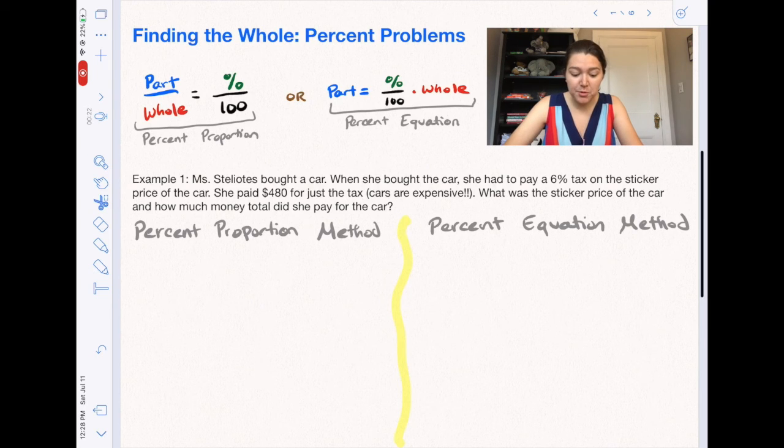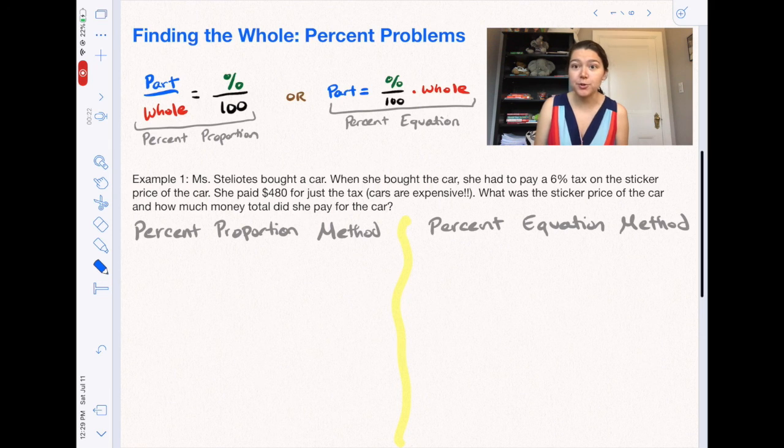So for our first example, we have that Miss Deliotis bought a car. Look at me go. When she bought the car, she had to pay a 6% tax on the sticker price of the car. So the sticker price is like what they're advertising the price of the car is. She paid $480 just for the tax. Cars are expensive. What was the sticker price of the car and how much money total did you pay for the car? So again, the tax on the car came out to $480. And we're trying to figure out, okay, then how much was the sticker price of the car? What was the cost of the car that they were advertising?